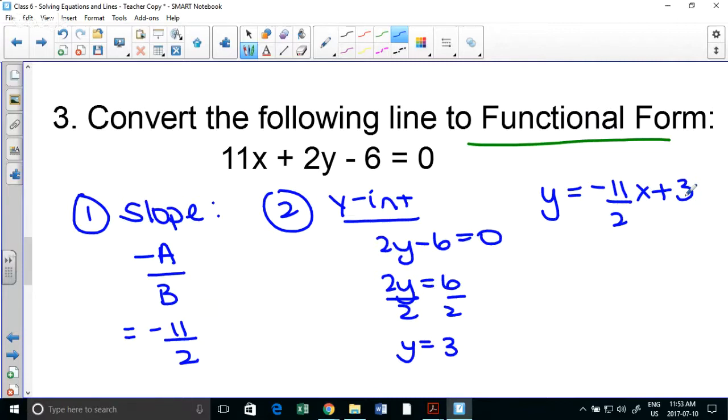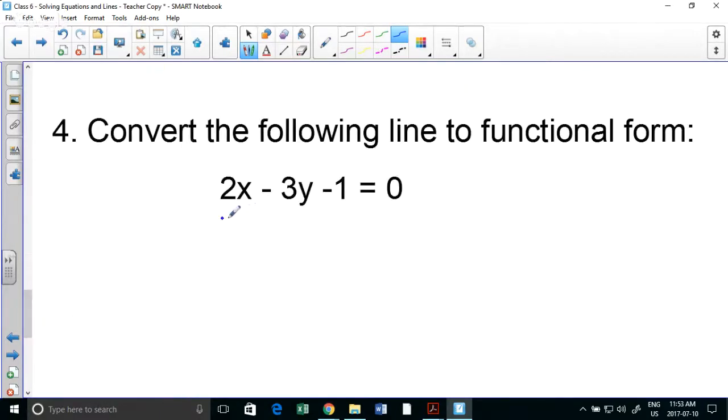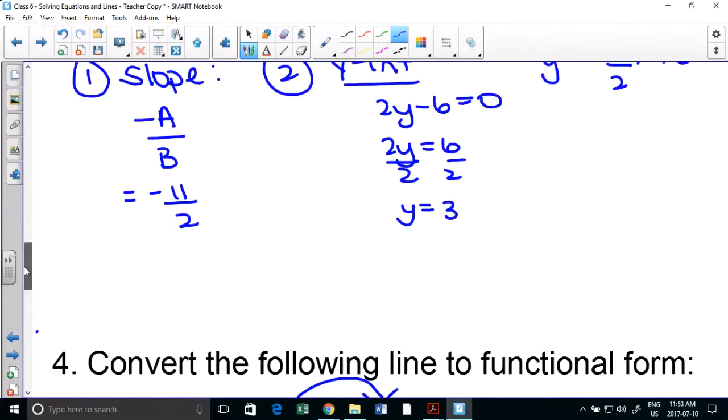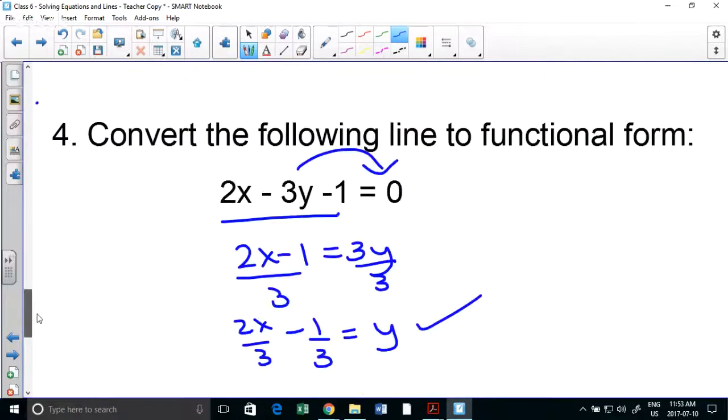You also can just isolate y with algebra if you want to. This is just more straightforward. Here, if you want to isolate y with algebra, you can. So you would just move this over, and then you would divide everything by 3. It gives you 2 over 3x minus 1 over 3. That's fine too. It's up to you. Some people find it more straightforward to do it this way. I don't care. Whatever you want.